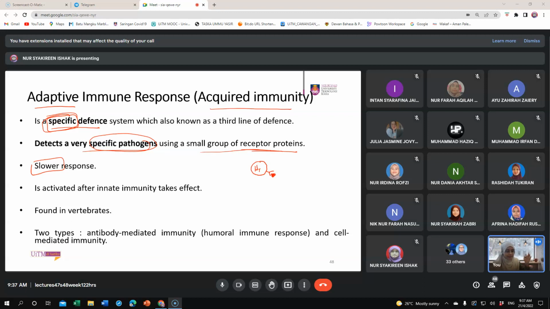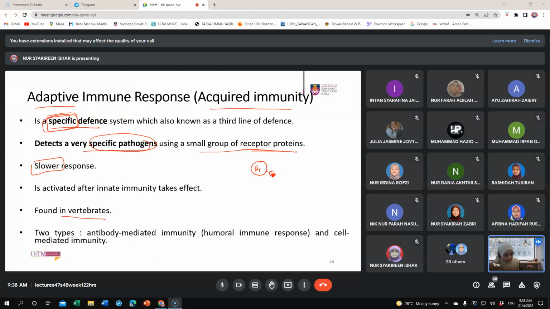Kan? So innate immunity yang tadi kita tengok ada second line defense kan. Second line defense melibatkan macrophage. So ada overlap kat situ, macrophage in the second line defense, engulf, jadi APC in the third line defense. Macam tu. Okay. So found in invertebrates. Okay. Found in invertebrates.